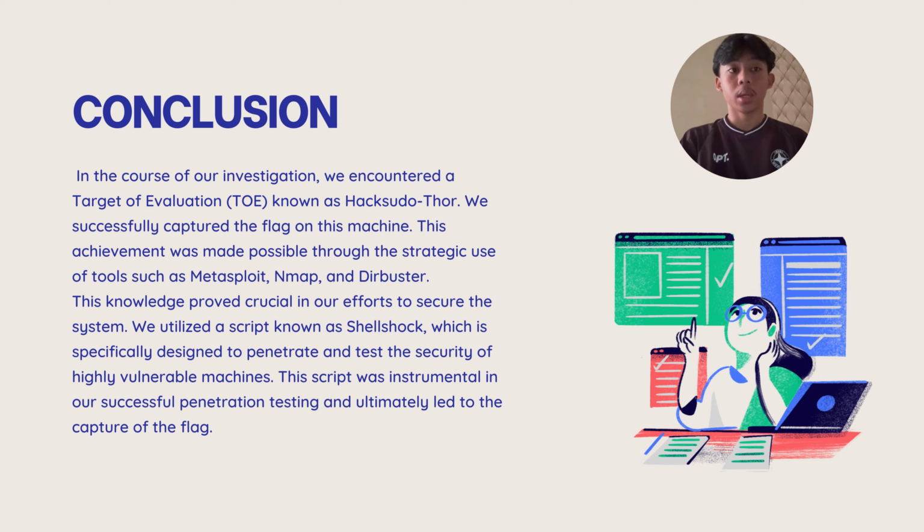Lastly, for the conclusion, in the course of our evaluation, we targeted the machine known as Hacksudo Thor. Following a comprehensive process, we successfully captured the flag on this machine. This achievement was made possible through our use of tools such as Metasploit and Nmap, in our effort to locate the flag, which is contained in a file named proof.txt. During our investigation, we discovered that the CGI bin directory of the website was highly vulnerable. This was crucial in our effort to secure this system.